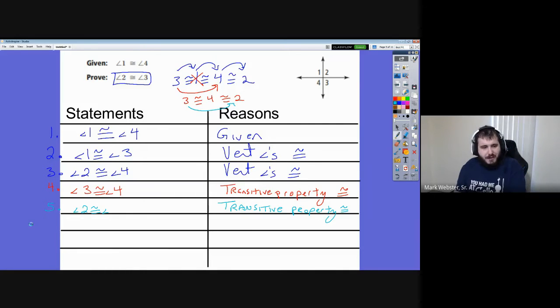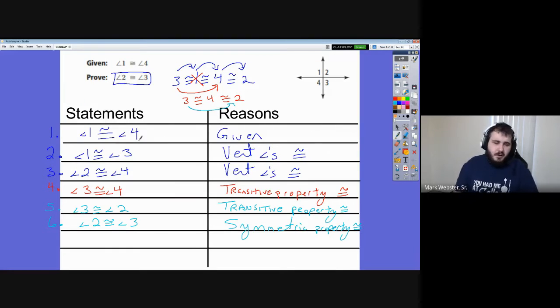Actually, you know what? Let's model that because I want to make sure that y'all can see all the things that the world has to offer. Because based on the way I wrote this, I want to make sure that I'm following logic. And so we want this. So we can take one more step to say angle 2 is congruent to angle 3 by the symmetric property of congruence. And again, this is what I want.